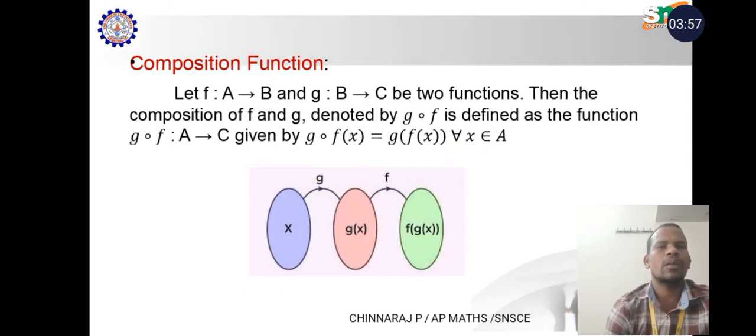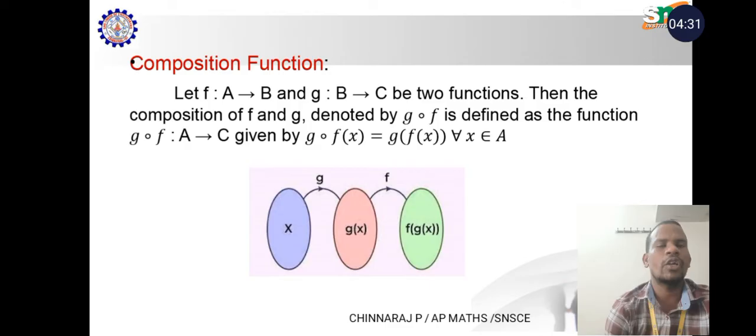So next one is composition of functions. Let f be a function from A to B and g be a function from B to C. Then the composition of f and g, denoted by g∘f, is a function from A to C given by (g∘f)(x) = g(f(x)) for all x belonging to A. This is the definition of composition of functions.